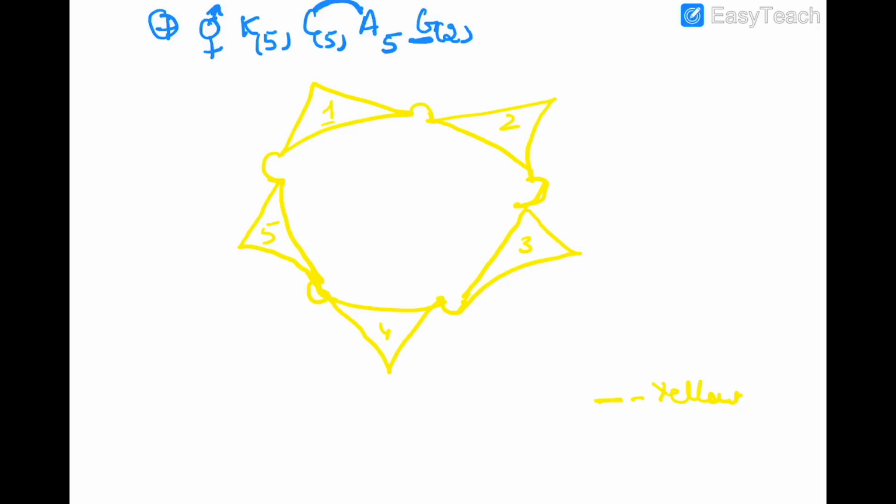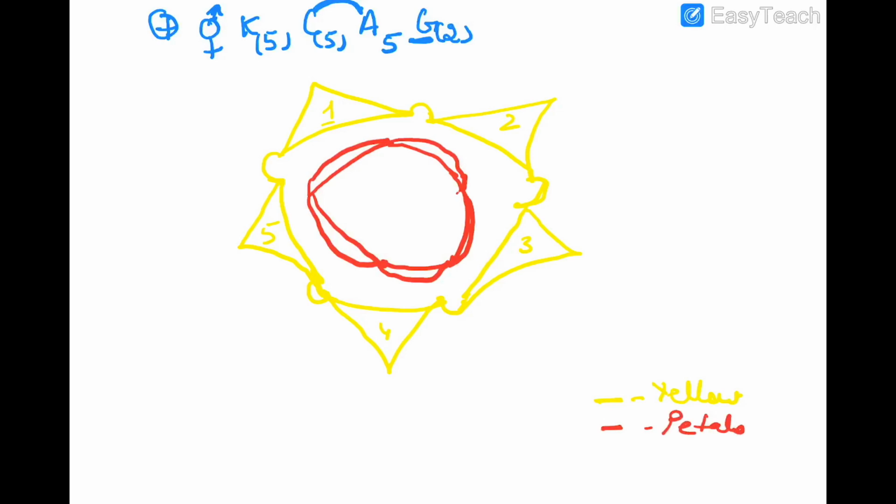Now let me draw the petals, which are also 5. This I am drawing in red petals. 1, 2, 3, 4, and 5. So these which I have drawn in red are the petals. Yellow were the sepals, and red ones are the petals, and they are also 5.